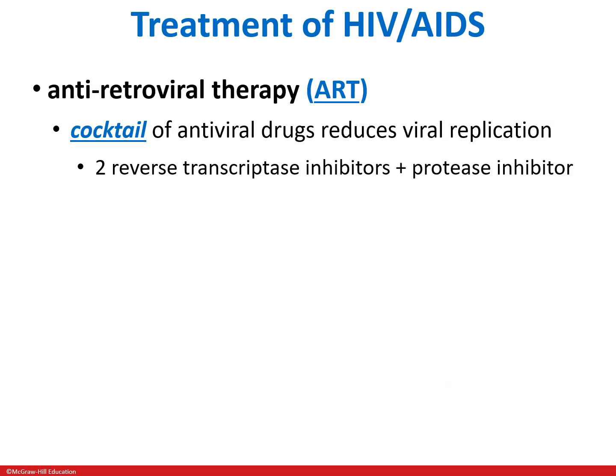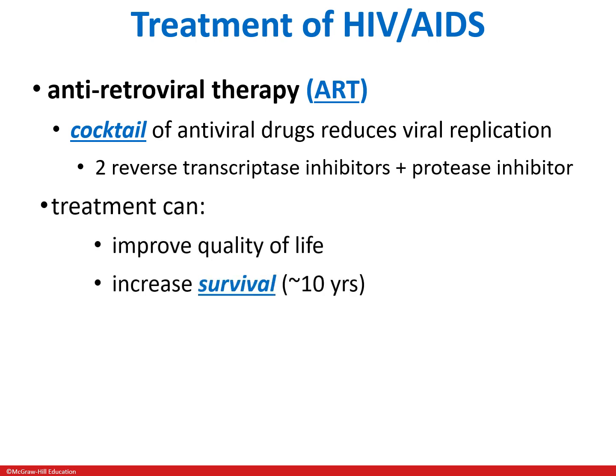So the way we treat and prevent HIV is through antiretroviral therapy. So this is really what we call the cocktail, right? So there's a cocktail of antiviral drugs. Typically, it's a combination of 2 reverse transcriptase inhibitors to keep it from creating that DNA strand and inserting itself permanently in the host cell, and a protease inhibitor, which inhibits the ability of an infected cell to release new virions.